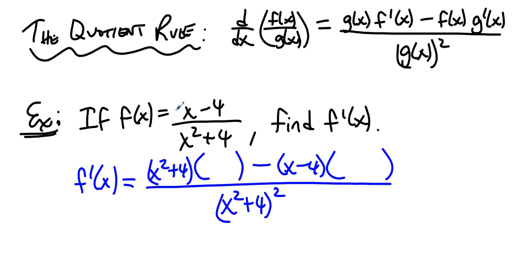So then what's the derivative of x minus 4? Well, that's a line. It has slope of 1. What's the derivative of the denominator here? Well, the derivative of x squared is 2x, and the derivative of 4 is 0. And then we leave it like this, and we don't try to simplify, and we just let that go.